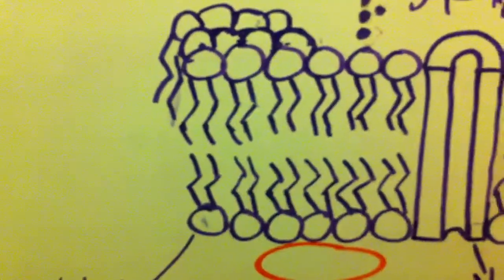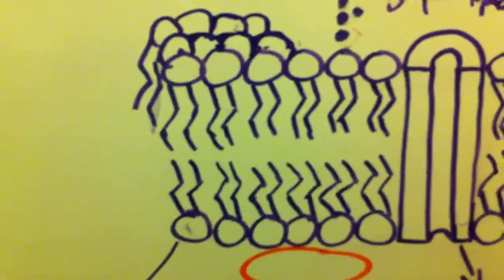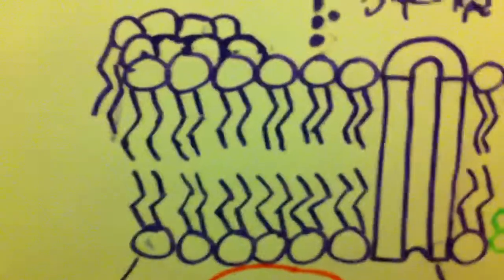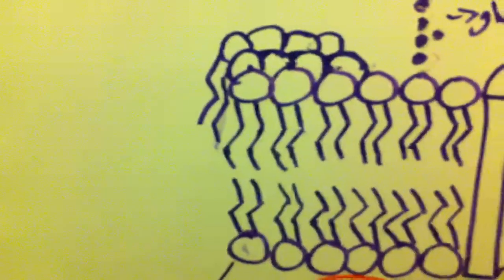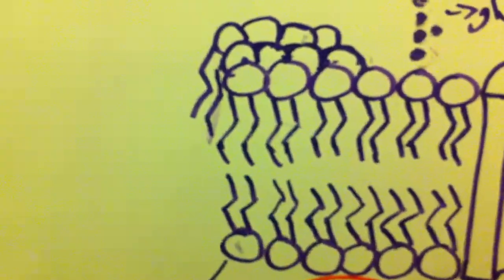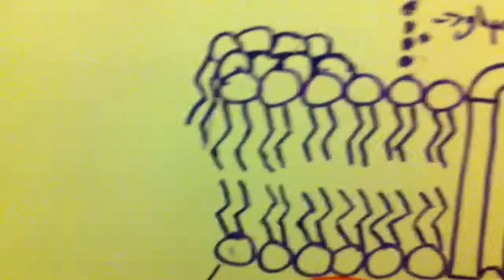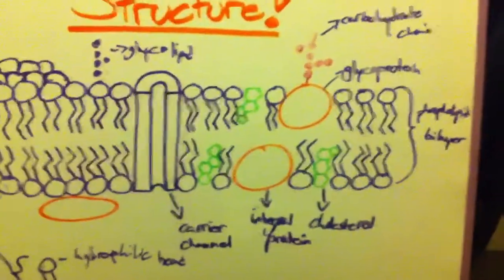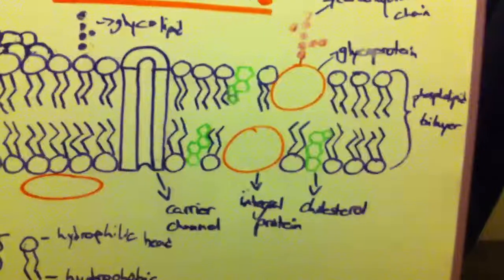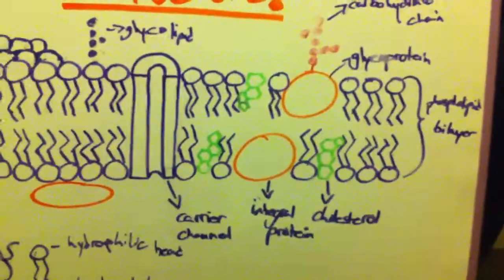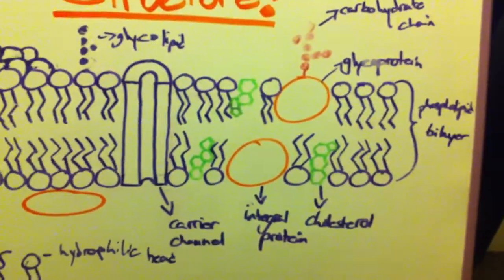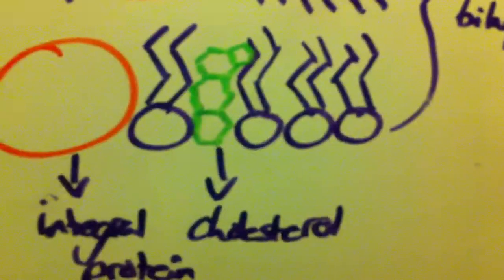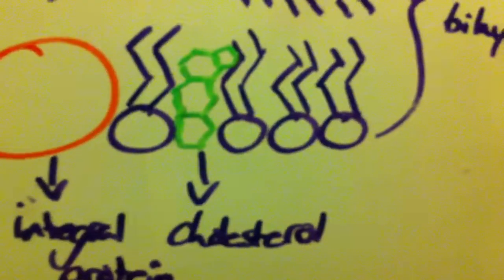The bilayer basically forms the general structure of the membrane and determines which molecules can get through. Embedded in the phospholipid bilayer of the cell membrane, there are many little bits and things. To begin, let's look at cholesterol.